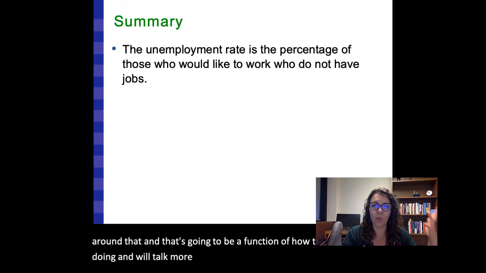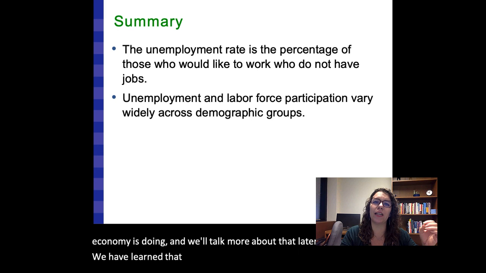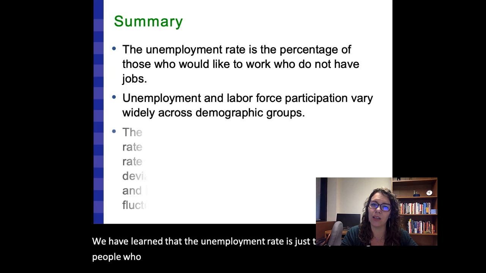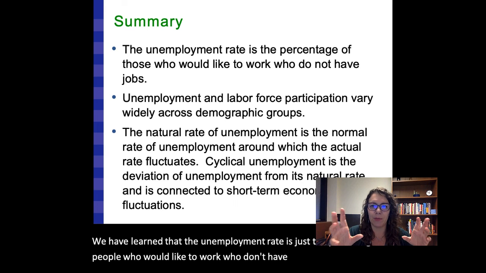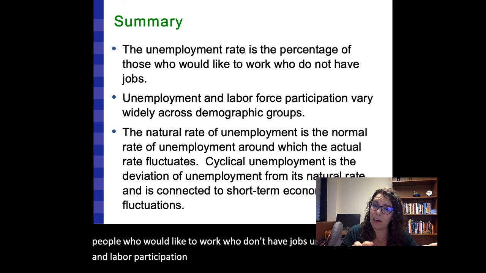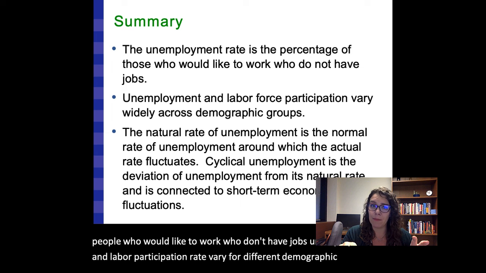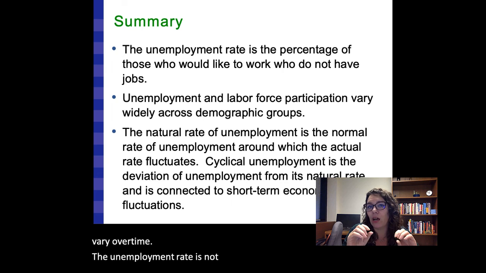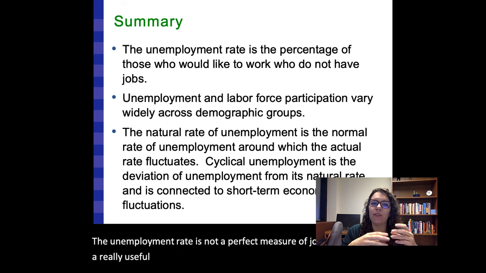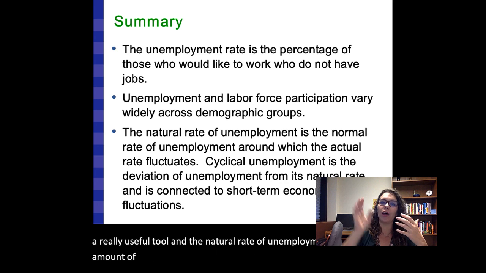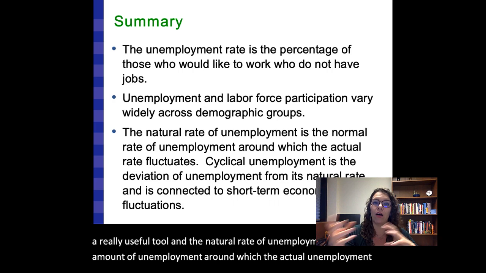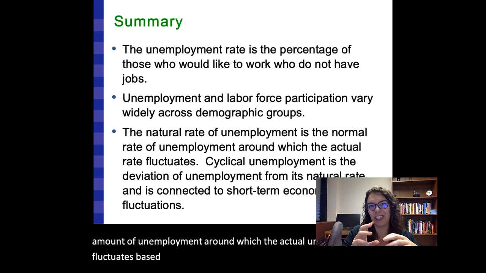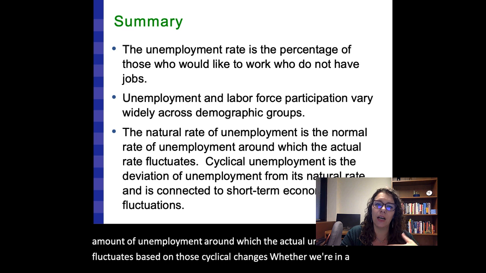So we have learned that an unemployment rate is just the percentage of people who would like to work who don't have jobs. Unemployment rate and labor participation rate vary for different demographic groups, vary over time. The unemployment rate is not a perfect measure of joblessness, but it is a really useful tool. And the natural rate of unemployment is a normal amount of unemployment around which the actual unemployment rate fluctuates based on those cyclical changes, whether we're in a recession or not.